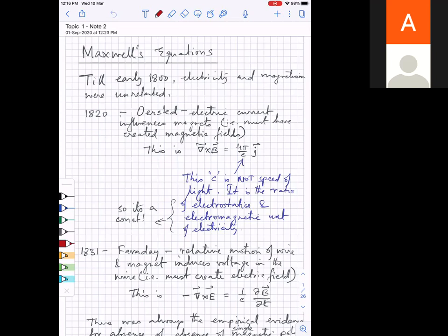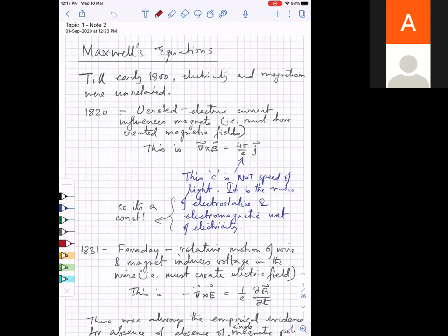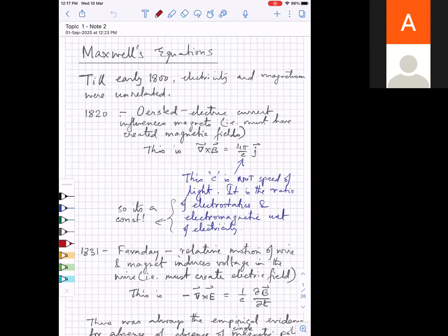Now, our ED2, of course, starts with Maxwell's equations. And in Maxwell's equations, electricity and magnetism, these two are combined. Okay. But if you look at till the early 1800s, as I write over here, electricity and magnetism were unrelated. So people either studied electricity and found laws governing them, mainly the laws of electrostatics, and we'll go into that very quickly. Or they studied magnetism, and this people have known for thousands of years.